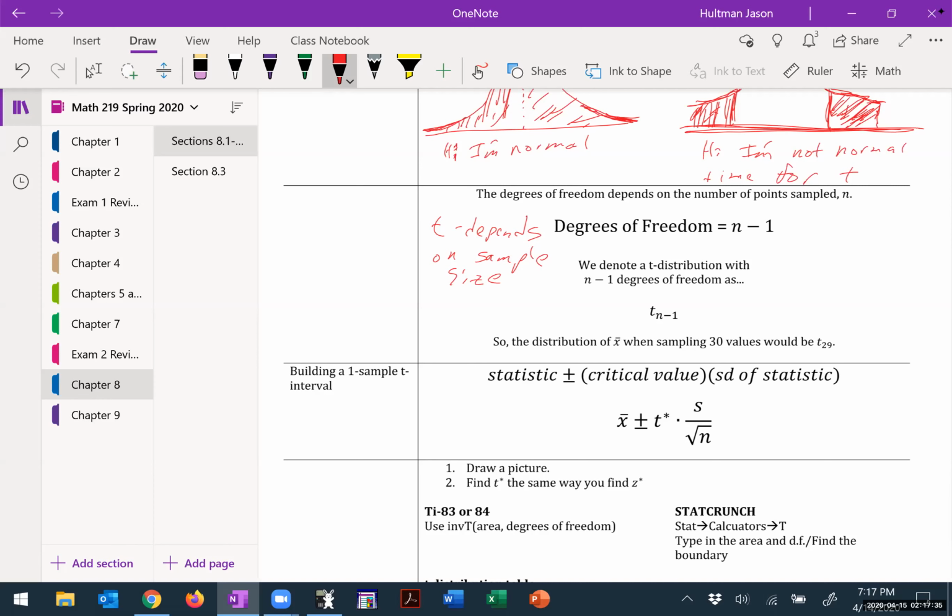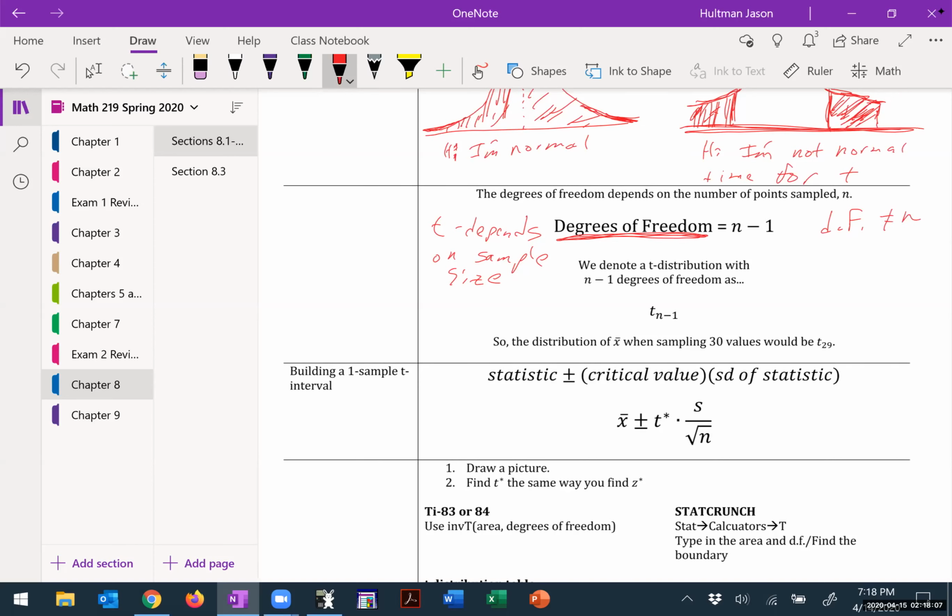Okay, and so it depends on something called degrees of freedom, which we really don't have to go into a whole lot in this class. Just know that the calculator and StatCrunch will compensate for degrees of freedom. It's not anything that we have to really worry about. But know that there is a difference between degrees of freedom and sample size.